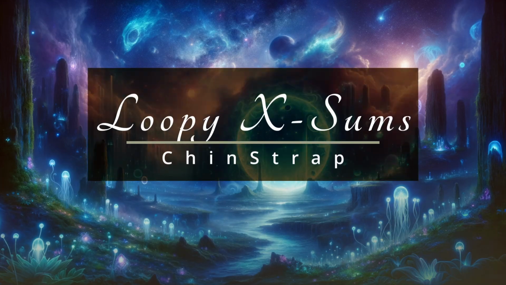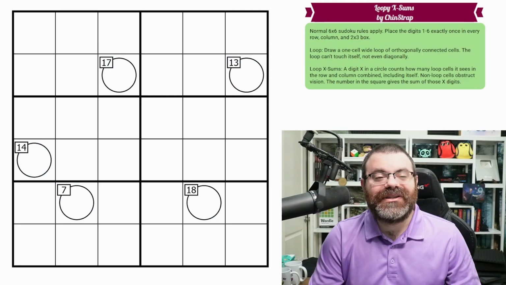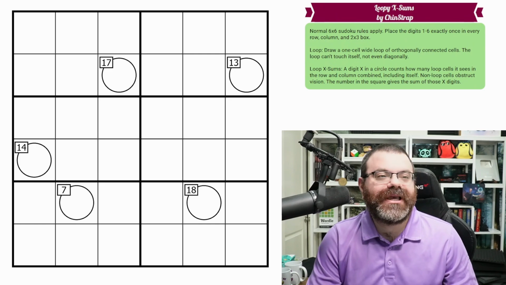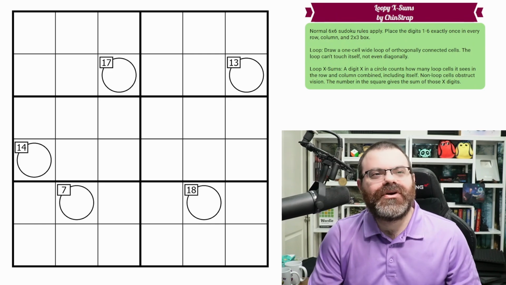Hello, let's continue our Sudoku adventure with Loopy X Sums by ChinStrap. So this continues our loop theme week. Hope you're enjoying drawing loops every day. Let's go over the rules to this one.